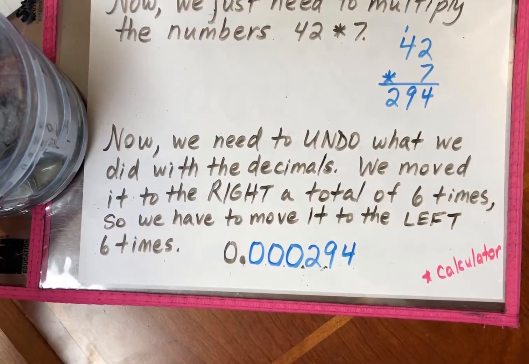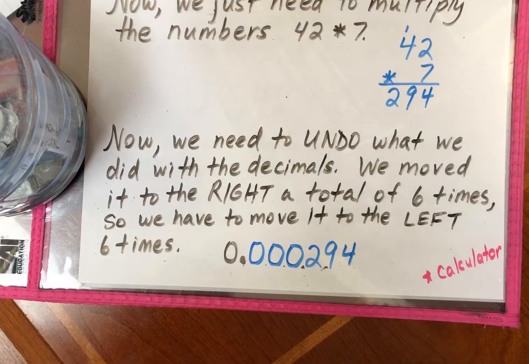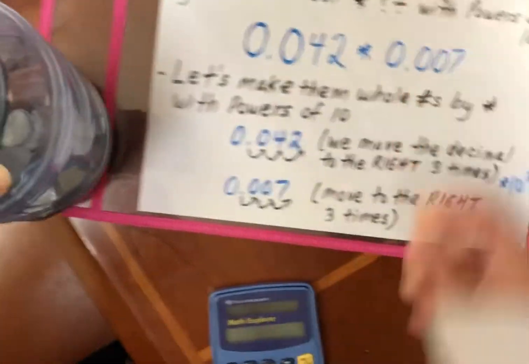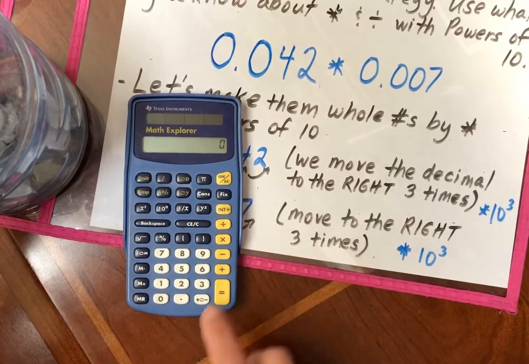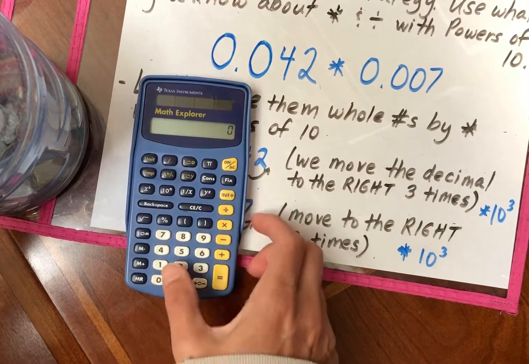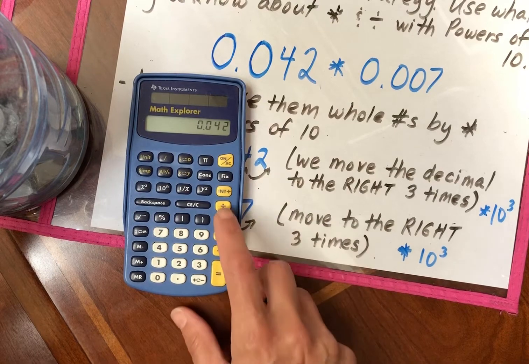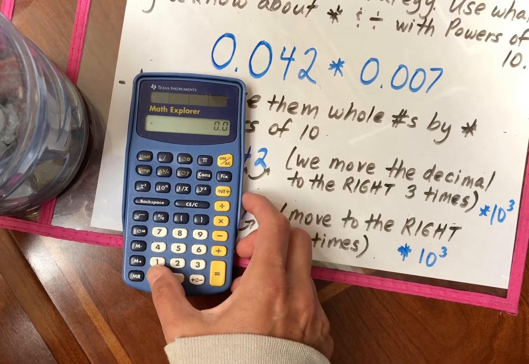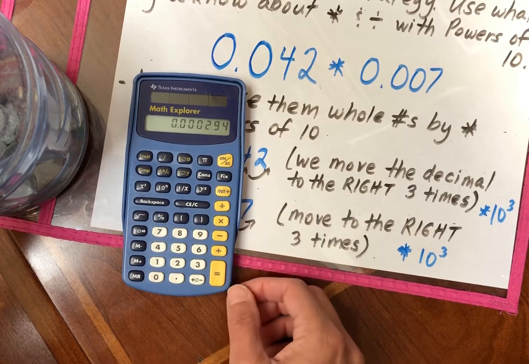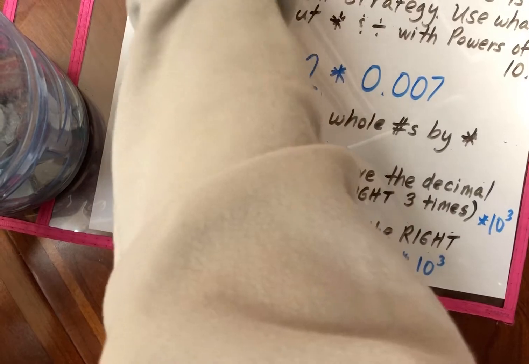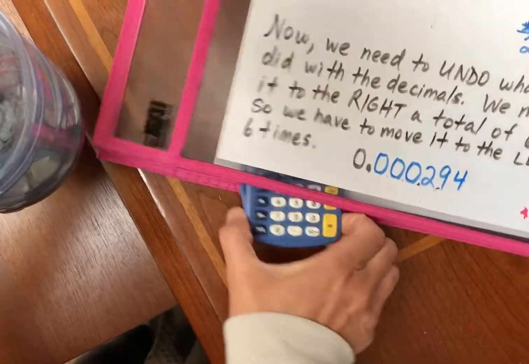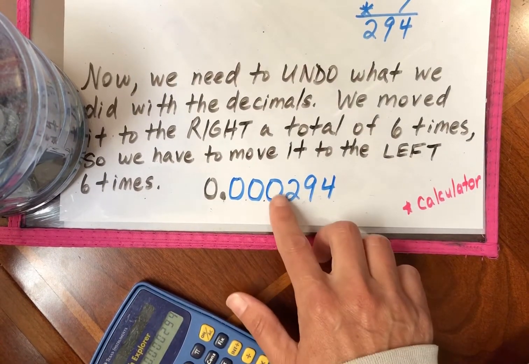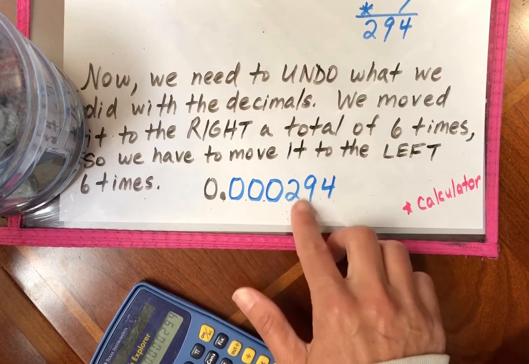Now it's always smart to check your answer with a calculator, so let's go ahead and do that. I'm going to take the original 2 numbers, 0.042, and I'm going to multiply them times 0.007, and you'll see that I get that really small answer because I'm multiplying a part of a part. So I'm going to get a really, really small answer. And again, you just want to make sure you erase all those little loops.